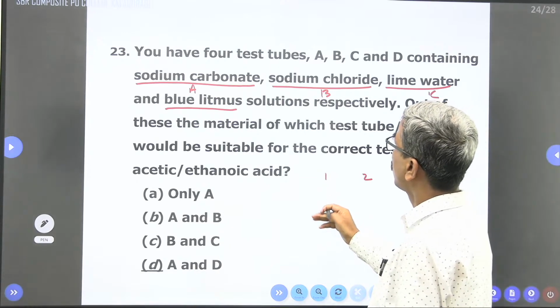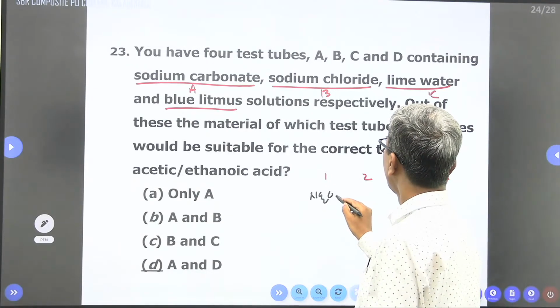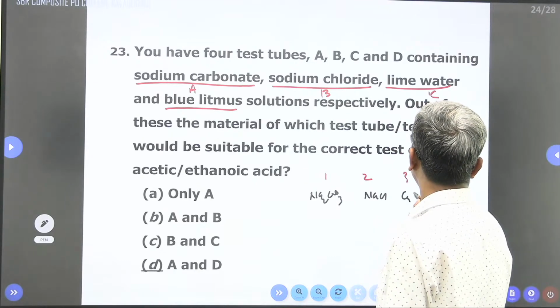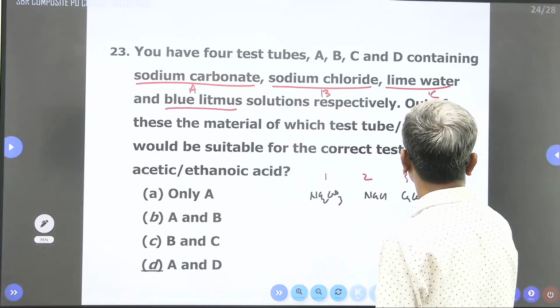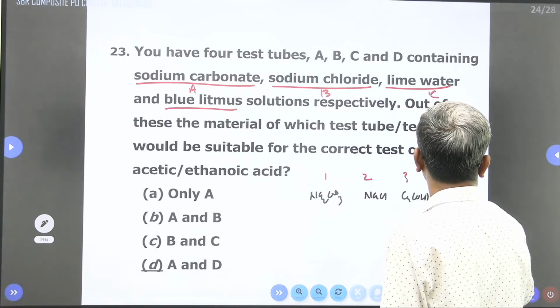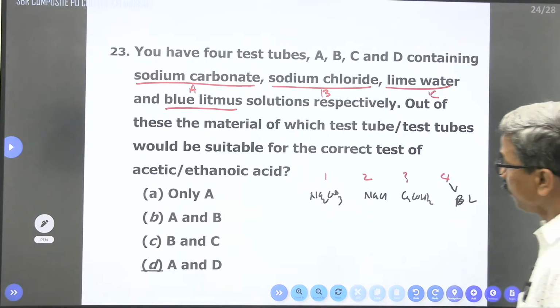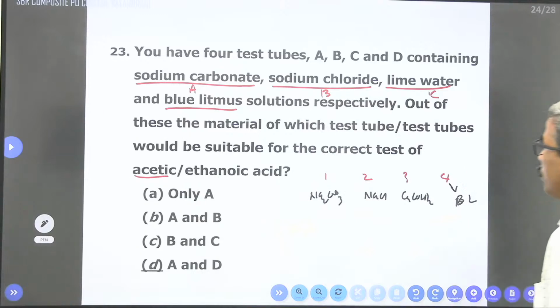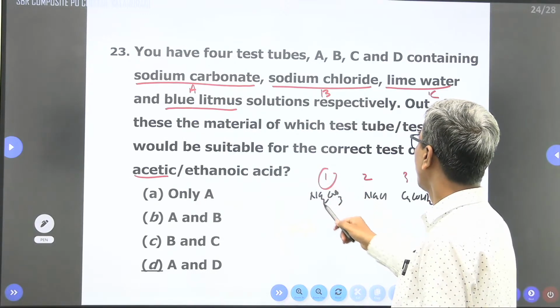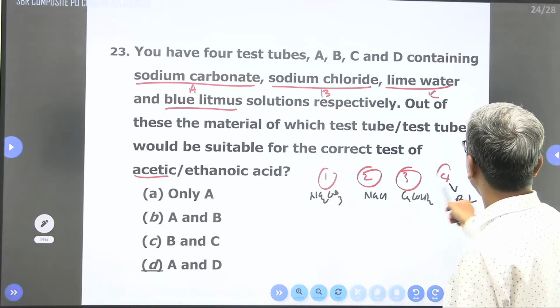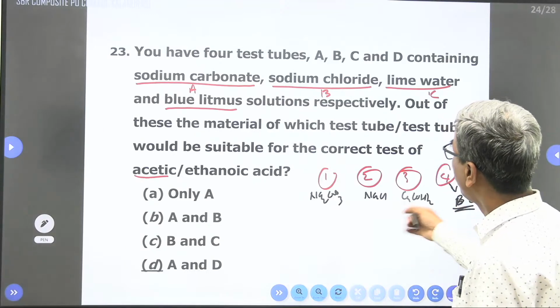Now here this has sodium carbonate, Na2CO3. This has NaCl. This has Ca(OH)2. Here it has blue litmus. Out of these, the material of which test tube would be suitable for the correct test tube with acetic acid? Now they are asking: in the first test tube you have sodium carbonate, then sodium chloride, and here calcium hydroxide, and the last test tube contains blue litmus paper. So which one is going to be suitable?